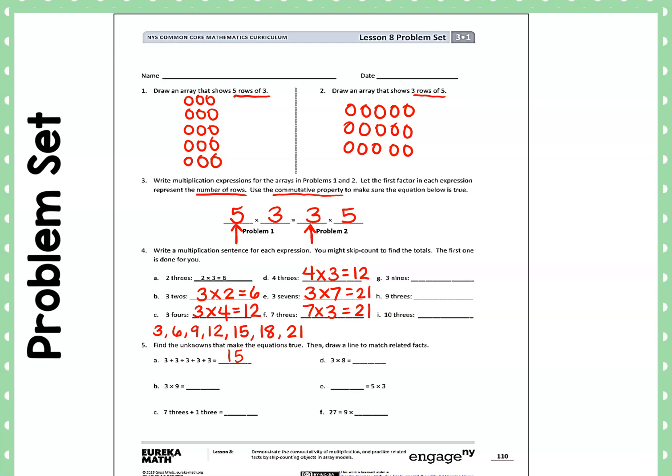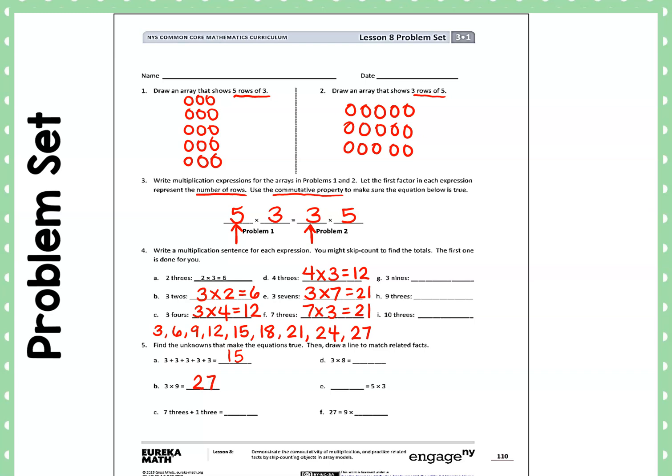Okay, B says 3 times 9. Okay, do I need to write out a whole new skip count for that? No, because if we look up here, I've already skip counted by 3 7 times, so I just need to do it 2 more times. So I have 24, 27. I just keep adding on to my skip count. So if I skip count by 3s 9 times, I get 27.